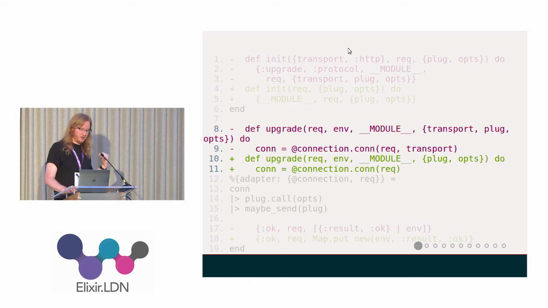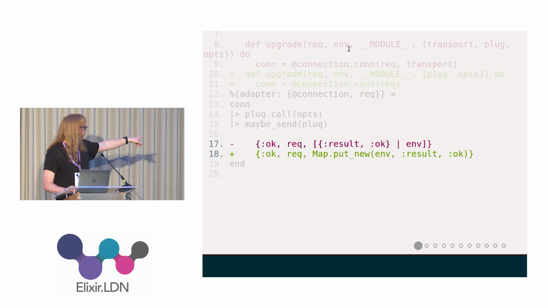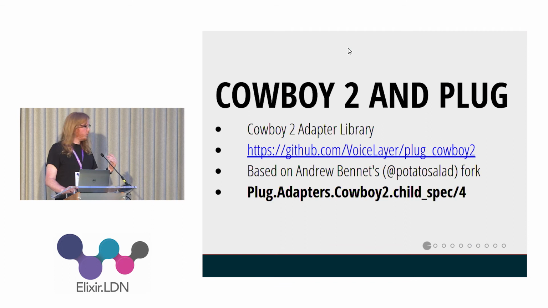And we've just dropped the transport, which was actually being ignored anyway, so it doesn't really matter. So we can just call conn. And instead of prepending the result, it's a map as well, so we use Map.put_new. But fairly minor changes for that particular part of the upgrade. A lot of the other changes were in the conn, where we had to change the arities of the functions and things. So if you want to use Cowboy 2 with Plug, there was a fork by Andrew Bennett, who is potatosalad on GitHub. He forked Plug and Phoenix as well, actually, to make them both work with Cowboy.